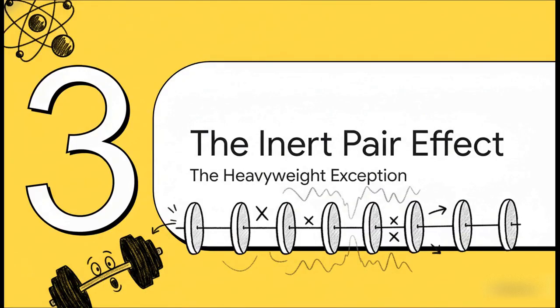But chemistry just loves its exceptions, and the P block has a huge one. It's called the inert pair effect. And it is absolutely essential if you want to understand the unique behavior of those heavy elements sitting at the bottom of the block. This one's a game changer.